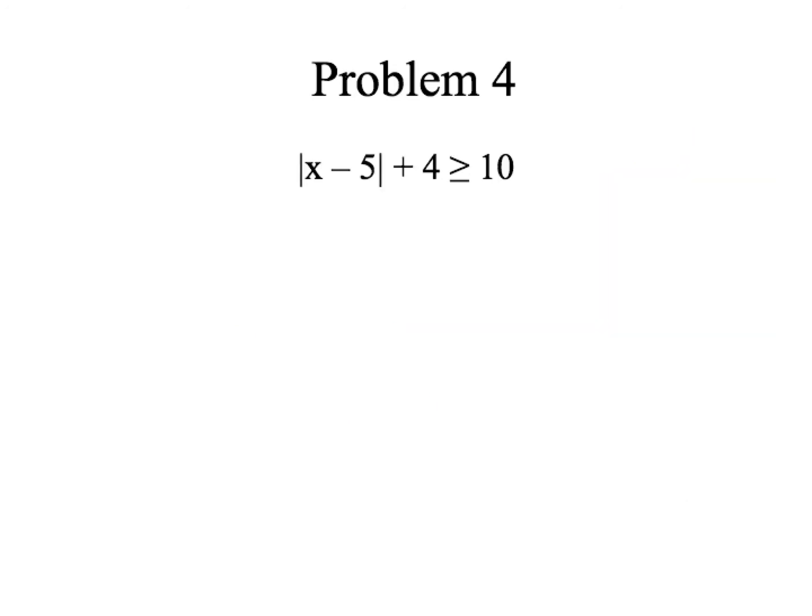Problem number 4, our last practice problem. The absolute value of x minus 5 plus 4 is greater than or equal to 10. So first, I need to isolate the absolute value. So subtract 4 from both sides, and I get the absolute value of x minus 5 is greater than or equal to 6. And my greater than or equal to tells me that it is a disjunction.